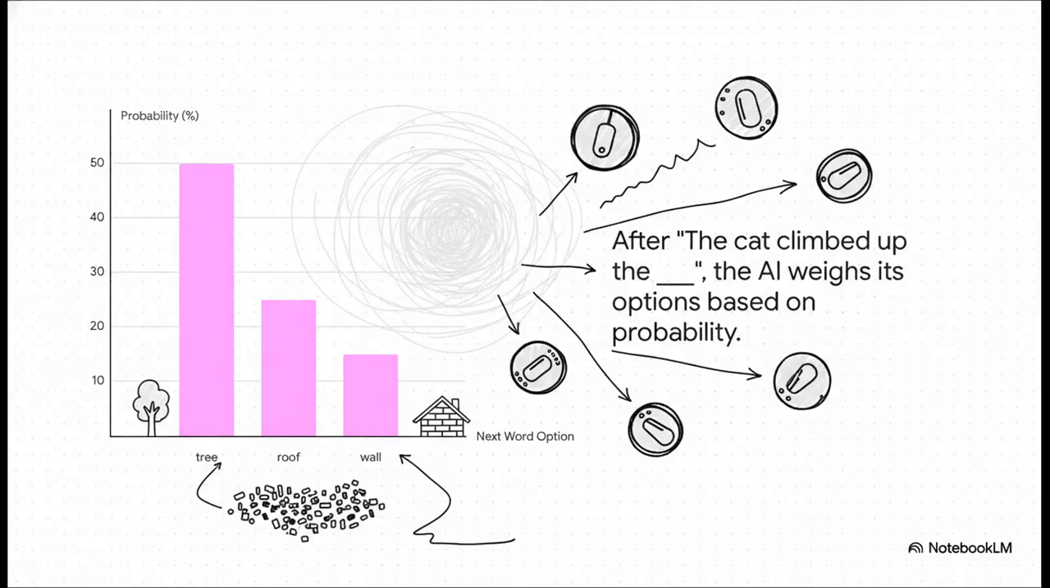This slide helps you picture what's going on inside the AI's brain. If the sentence is, "The cat climbed up the..." the AI might say, okay, there's a 50% chance the next word is tree, maybe a 25% chance it's roof. It's sorting this huge list of possibilities. The control knobs we're about to talk about are how we decide to pick from that list.